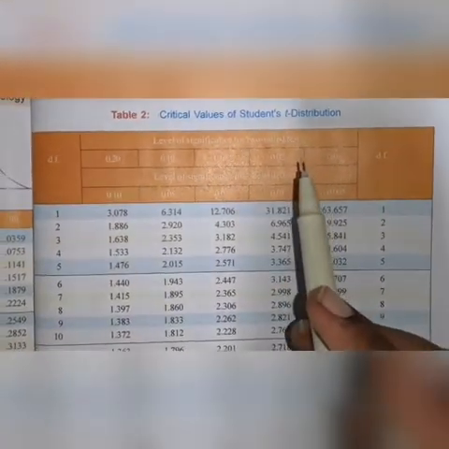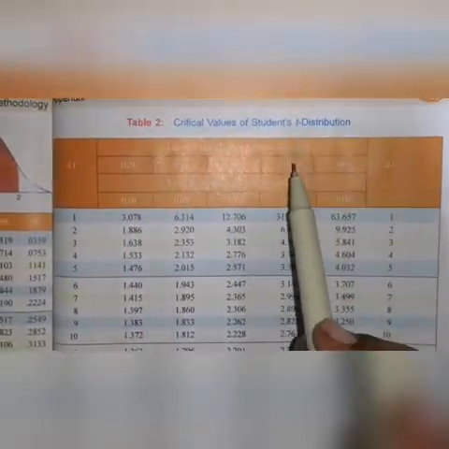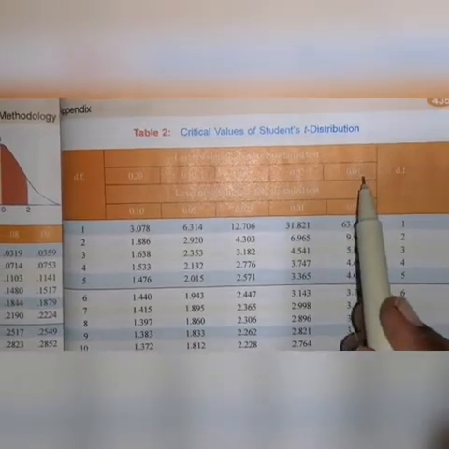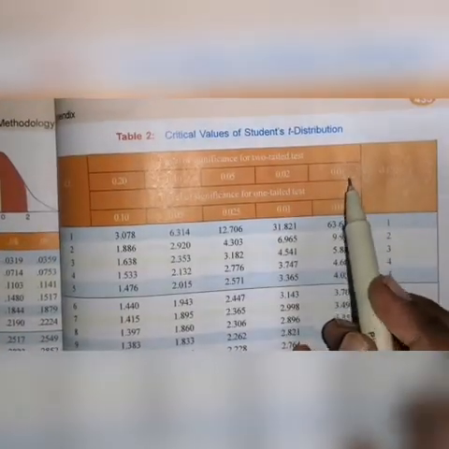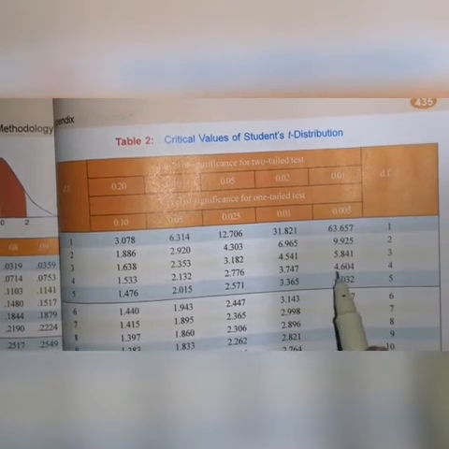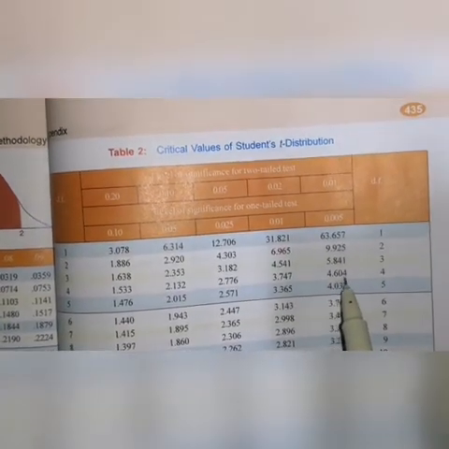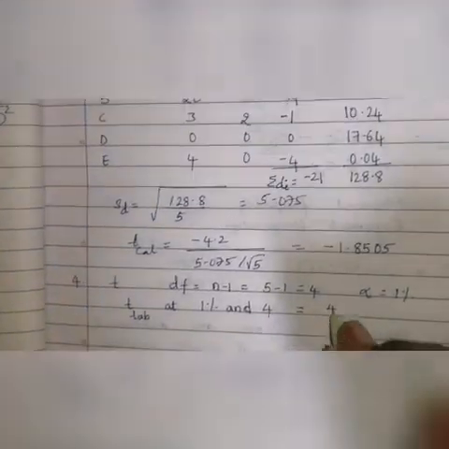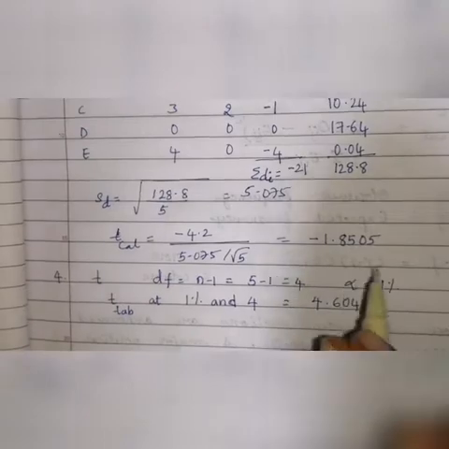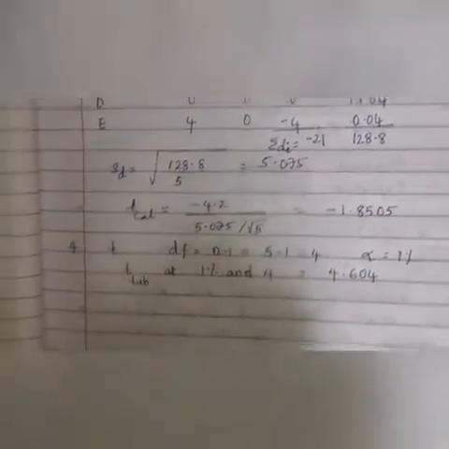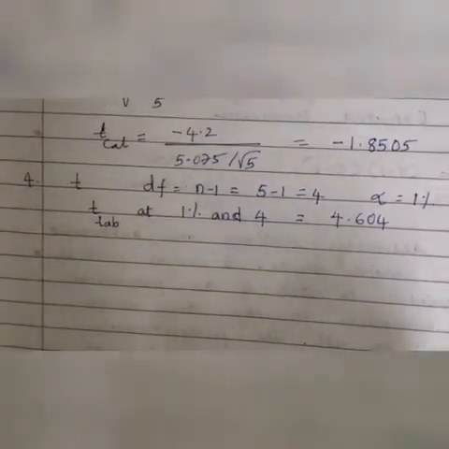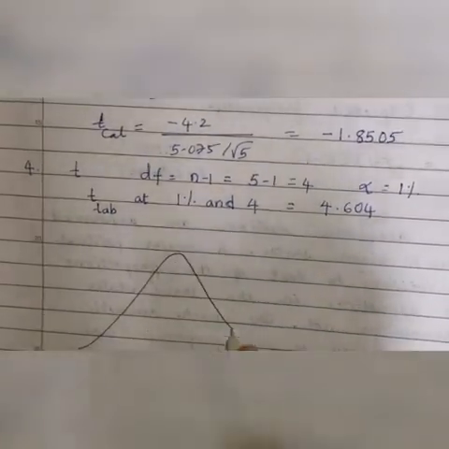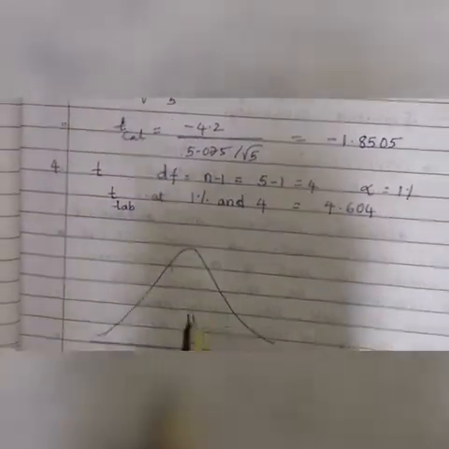So in the table, we are doing a two-tailed test. In the beginning, in step 1, we identified it is a two-tailed test. Now at 1% and 4 degrees of freedom, the value is 4.604. Okay, now this is done. In the same step, we have to draw the distribution curve, and we have to plot the critical region and the acceptance region.